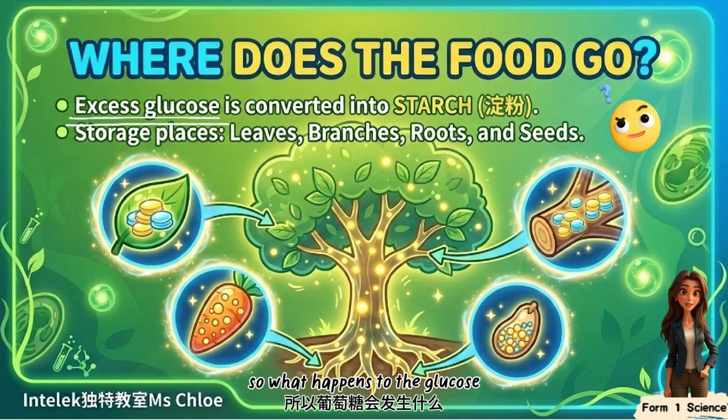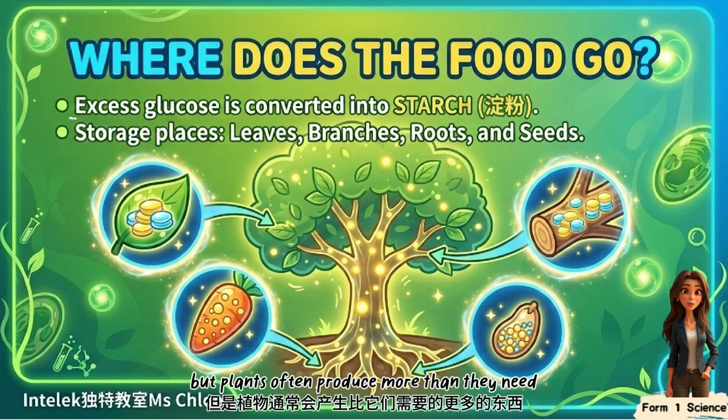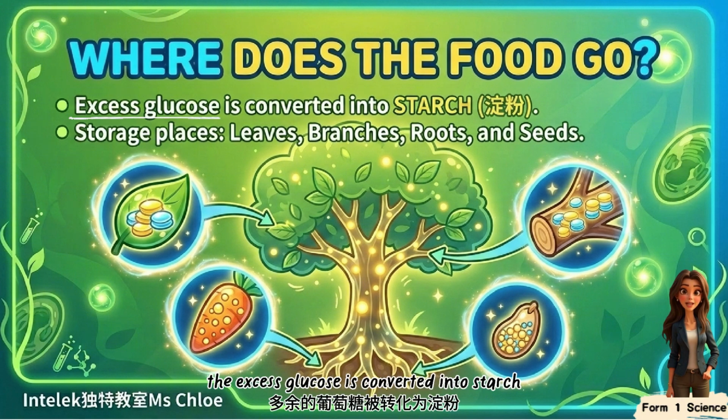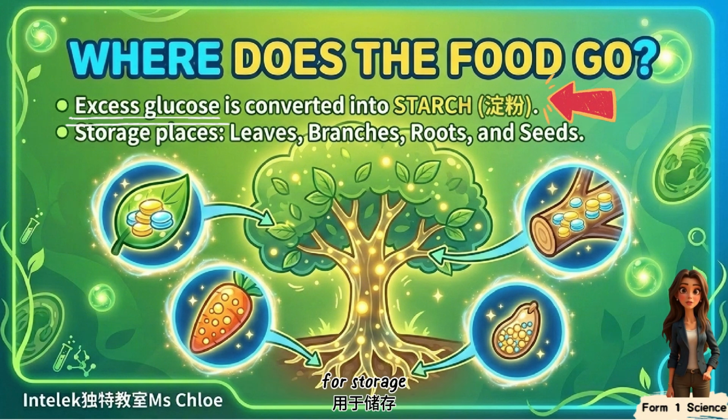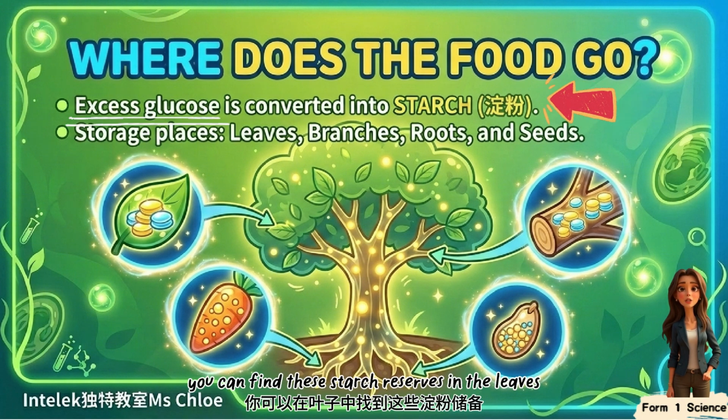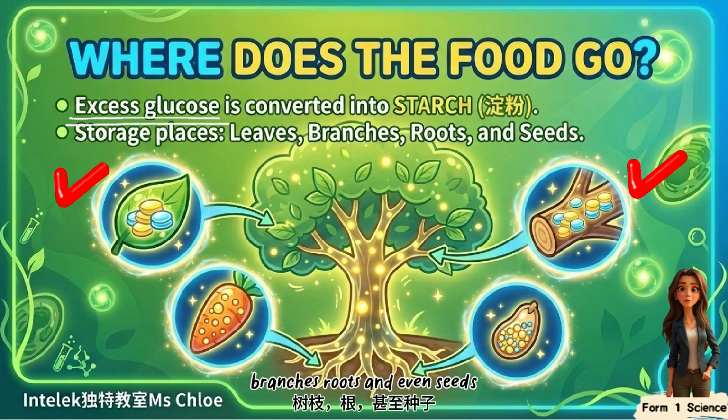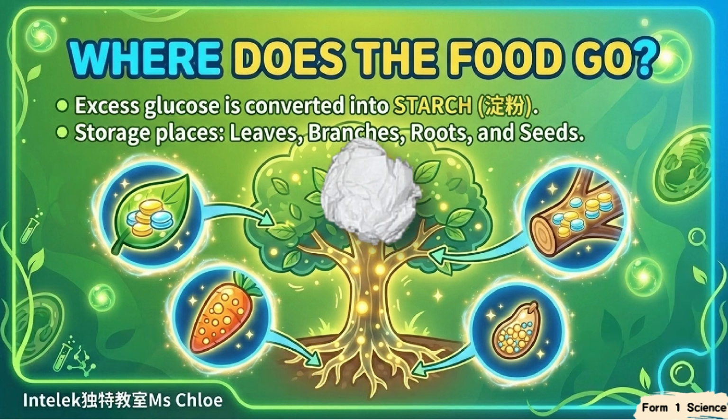So, what happens to the glucose? It is the plant's primary food source, but plants often produce more than they need immediately. The excess glucose is converted into starch for storage. You can find these starch reserves in the leaves, branches, roots, and even seeds.